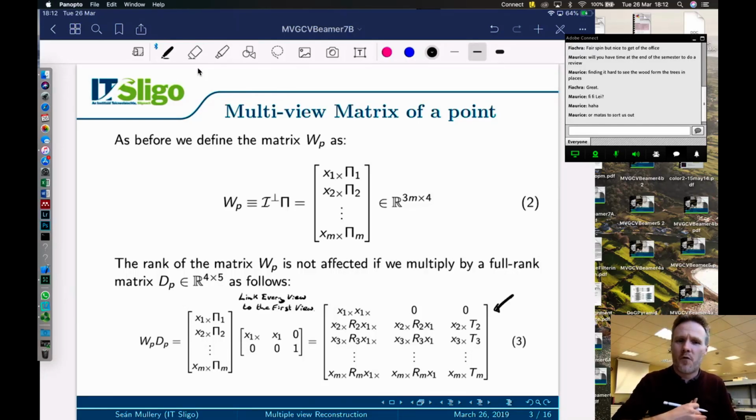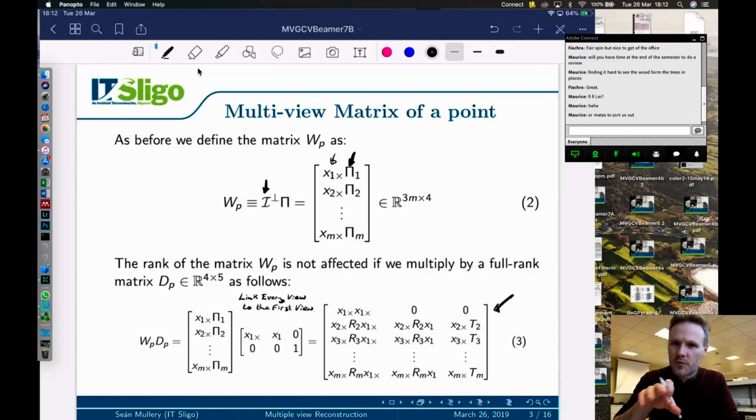Okay, so as before, we define a matrix WP, and we do that by using this thing that I showed you last week, which was to use the orthogonal complement to try and get rid of some of the points on one side, so we can get a useful constraint. So what we have then is each of these projection matrices here, for the first one, the second one and the third one, that we worked out on the first slide.